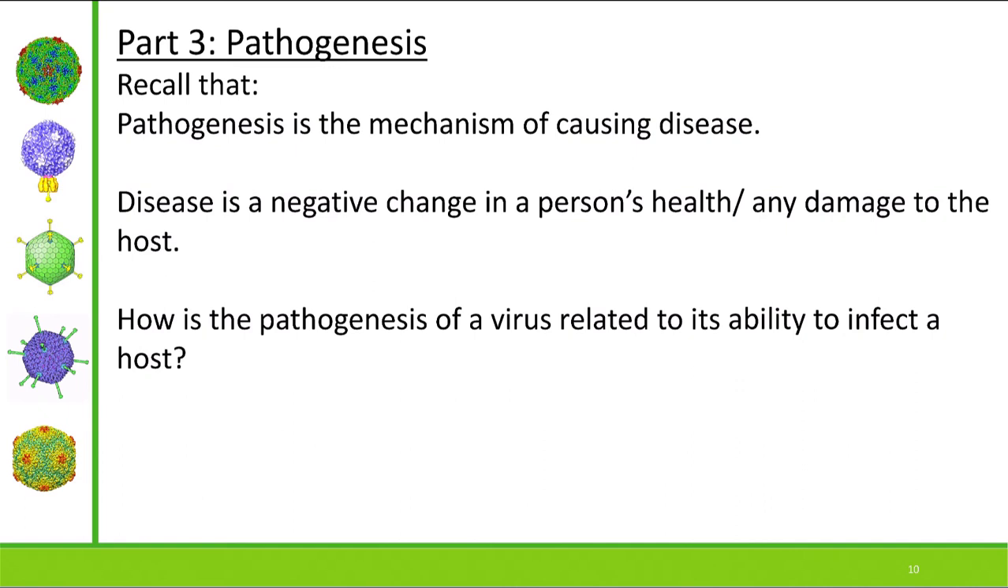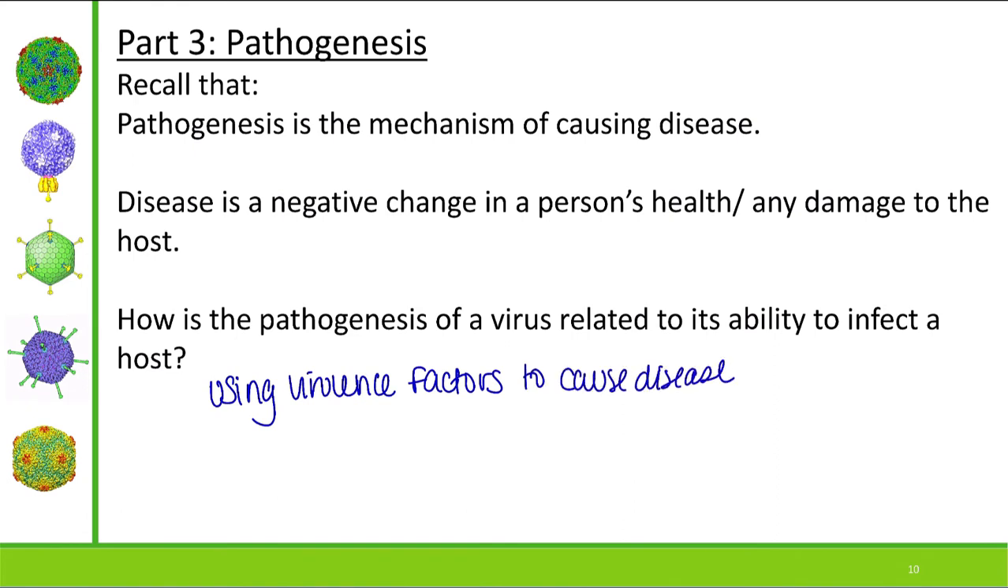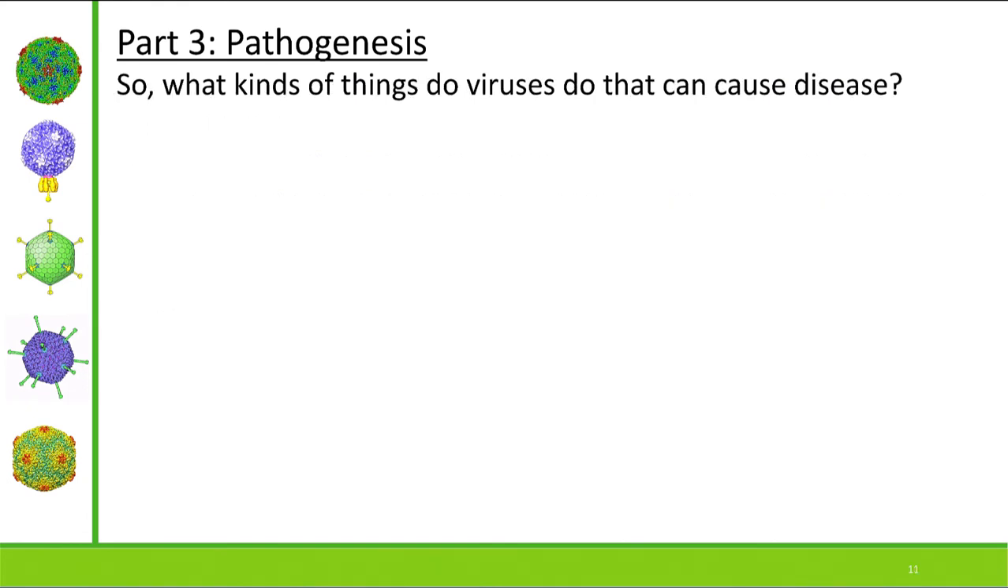And so the question is, how is the pathogenesis of a virus related to its ability to infect a host? This really comes back to the idea of using these different virulence factors or virulence traits to cause disease. So if we expand upon that, the question becomes, what are the different kinds of things that viruses can do to cause disease?